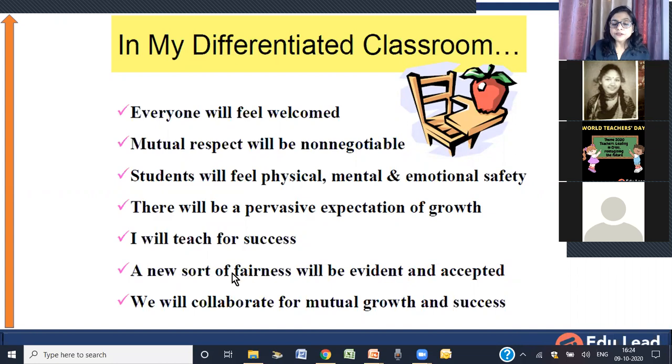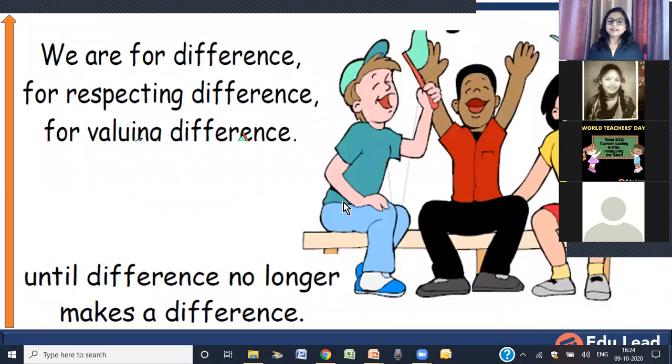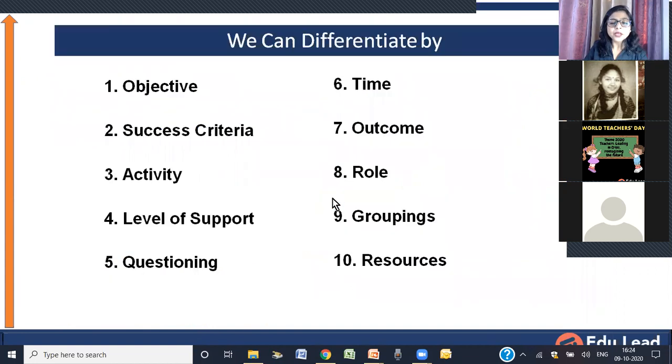A new sort of fairness will be evident and accepted, and we will collaborate for mutual growth and success. So these are the elements of a differentiated classroom. So this is a nice one. We are for difference, for respecting difference, for valuing difference until difference no longer makes a difference. Now, that's a nice quote which I liked, so I thought I should bring it here. Okay, now let's learn about ways by which we can differentiate.